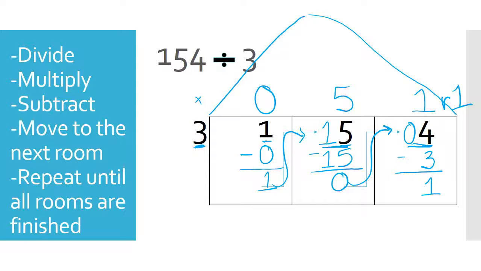The quotient to this problem is 51, remainder 1. It's what's on top of the house. I've divided each of those rooms and I've gotten my quotient.